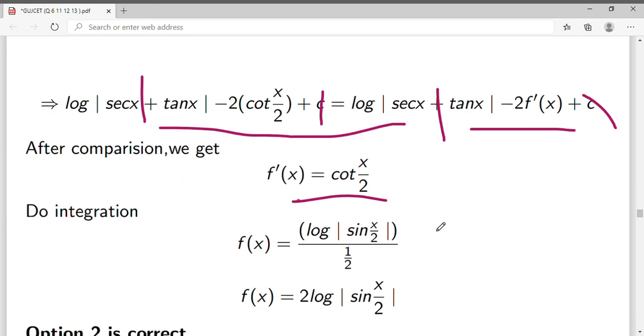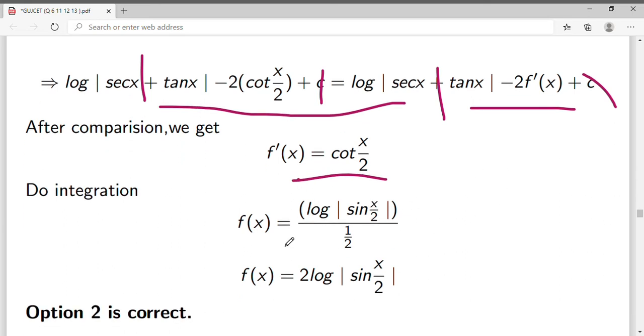But here we need the function f(x), so now do the integration. After integrating, we get f(x) is equal to the integration of cot(x/2), which is log|sin(x/2)| divided by 1/2, again dividing by 1/2. So we get the answer f(x) is equal to 2 log|sin(x/2)|. So option 2 is the correct option.